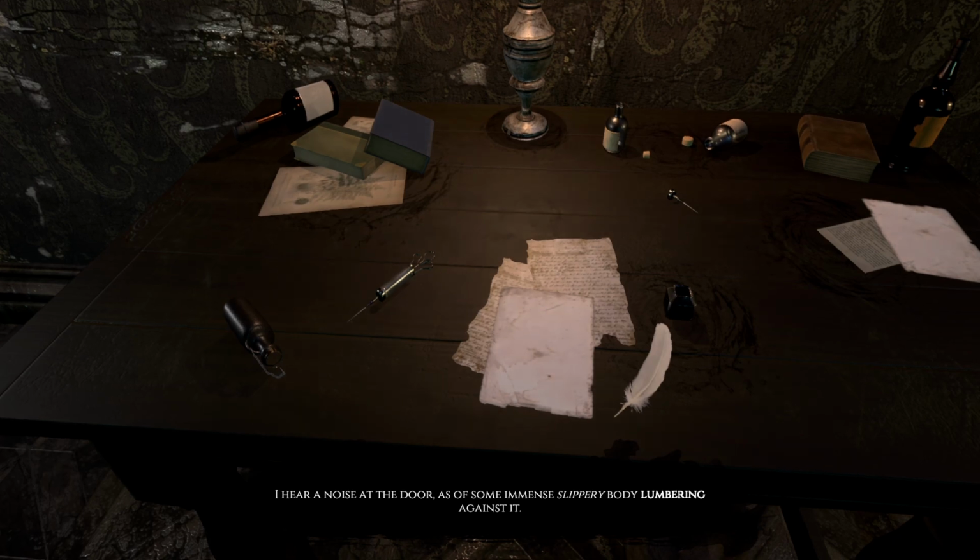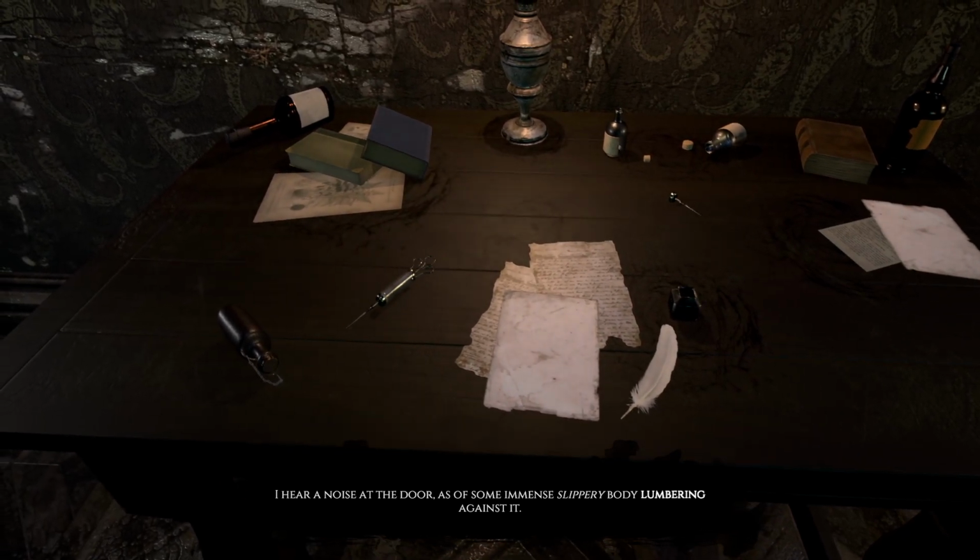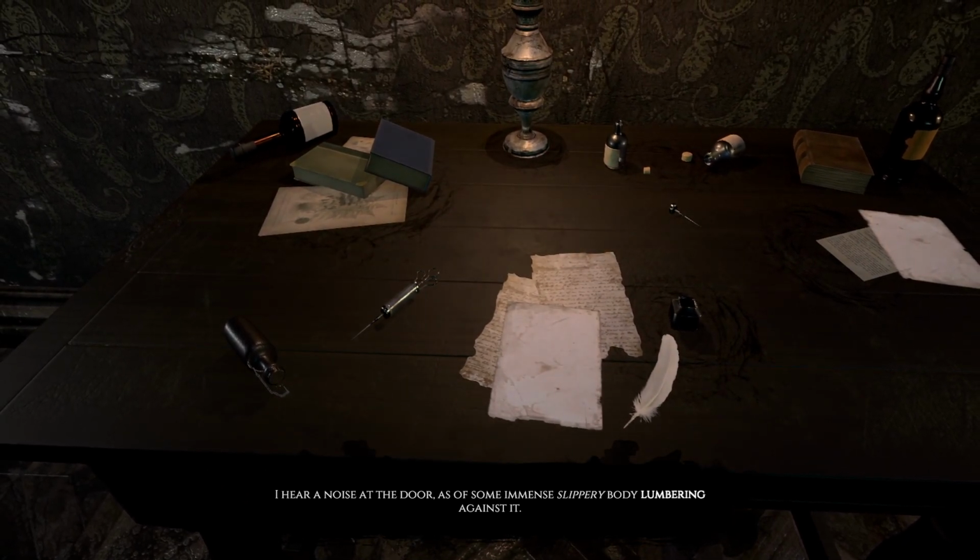I hear a noise at the door, as of some immense slippery body lumbering against it.